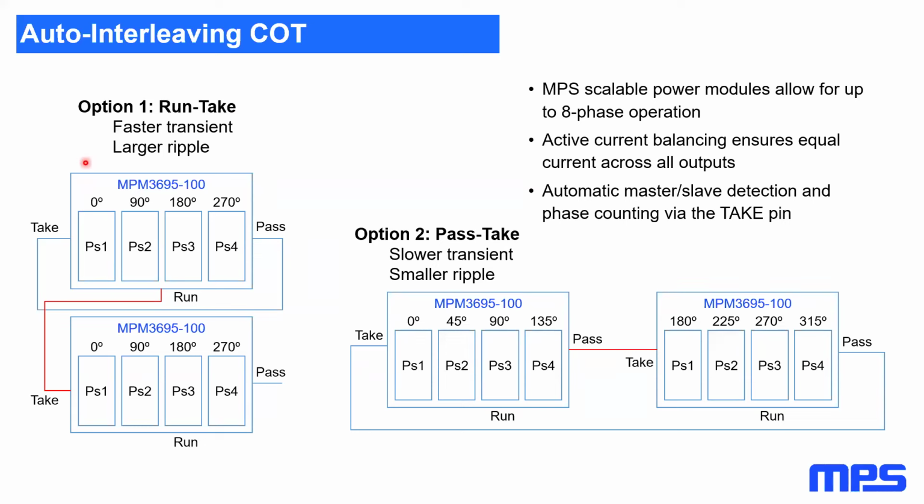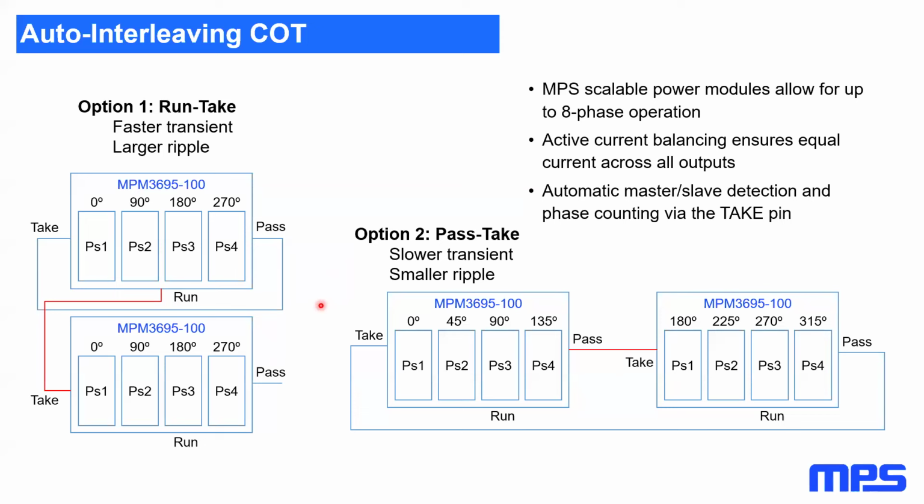However, it is going to also have a slightly larger ripple than option 2 using the pass and the take pin, because here we're using effectively an 8-phase operation. So the difference between the phases is only 45 degrees. This is going to mean that at any given moment, we only have 1 converter operating, but it will allow us to have a smaller ripple. So it all depends on our requirements and our system requirements.